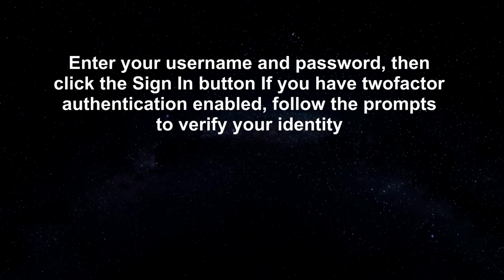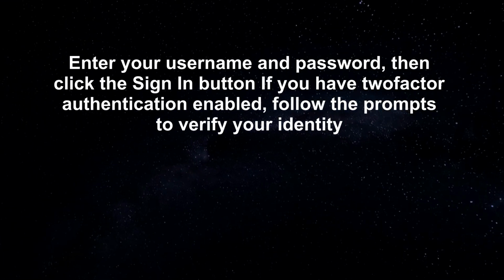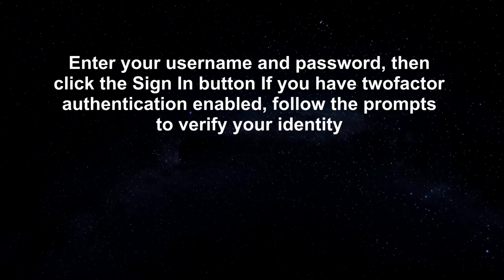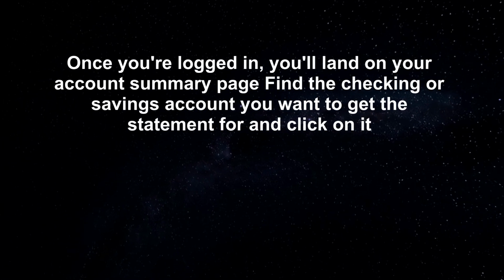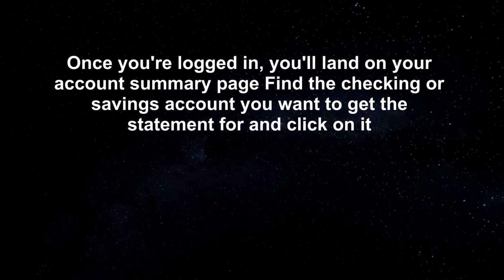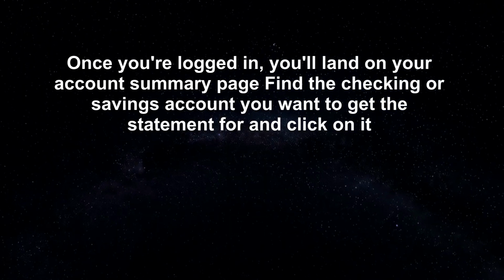Enter your username and password, then click the Sign In button. If you have two-factor authentication enabled, follow the prompts to verify your identity. Once you're logged in, you'll land on your account summary page. Find the checking or savings account you want to get the statement for and click on it.